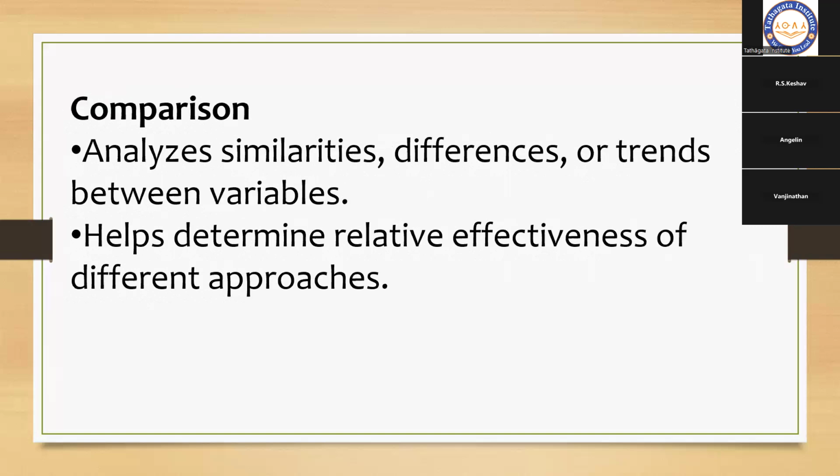The next point is comparison. Comparison, as you know, is the regular comparison. When something is compared, it gives an analysis of the similarities, the differences, or the trends between two variables. It helps to determine the relative effectiveness of different approaches. So when there is a comparison, the conclusion should give an answer on which is effective. When two or three variables are compared, the final output should be an answer to which variable is effective. So that is also an objective of research.